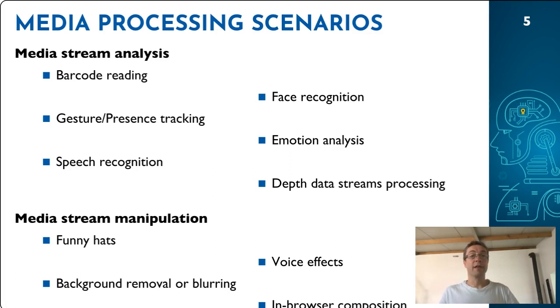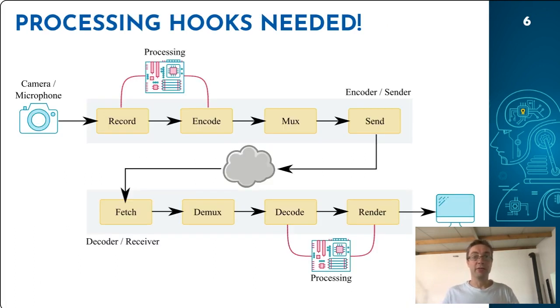Slide 6. In most cases, these scenarios need to process individual decoded audio or video frames. So if we look back at our typical media pipeline, ideally we'd like to hook processing between the record and the encode operations on the encoding side, and between the decode and the render operations on the decoding side.